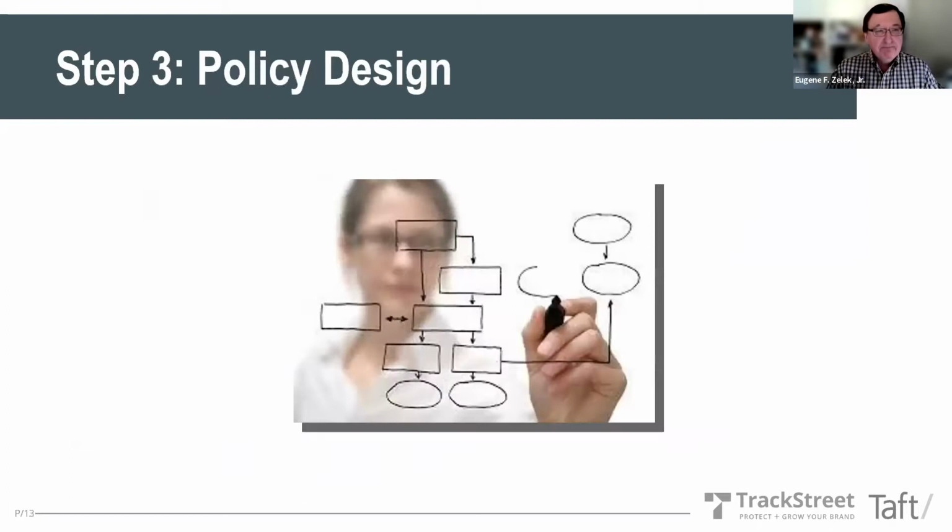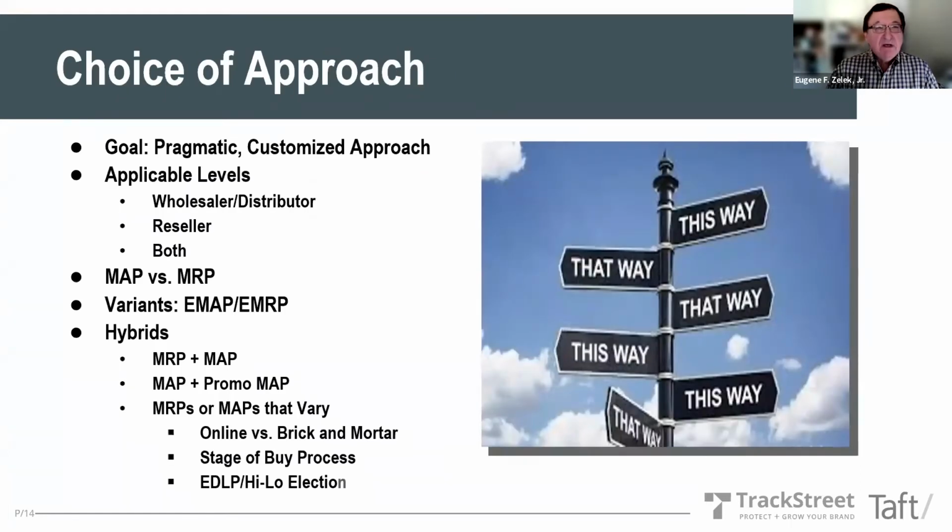Next. So then you get to policy design. So as I mentioned, we want a pragmatic, customized approach. And so the first question is the applicable levels. Is this policy going to apply at the wholesaler distributor level, at the reseller, or both? Usually when you want to cover both, they're two separate policies. They read similarly, but obviously the price points that you set for wholesalers are different than what you set for resellers.